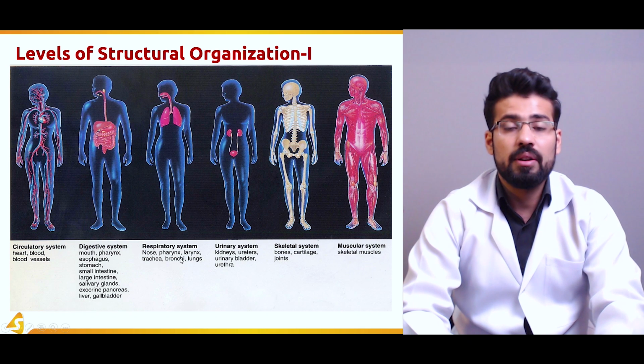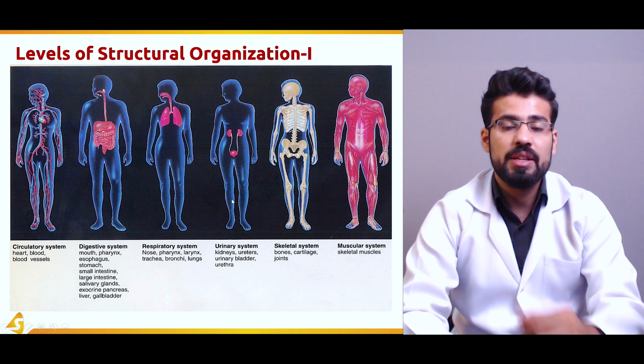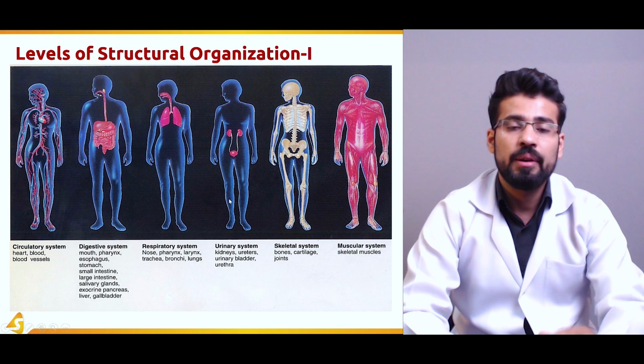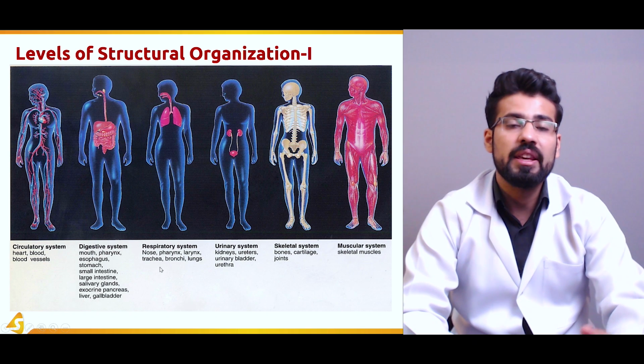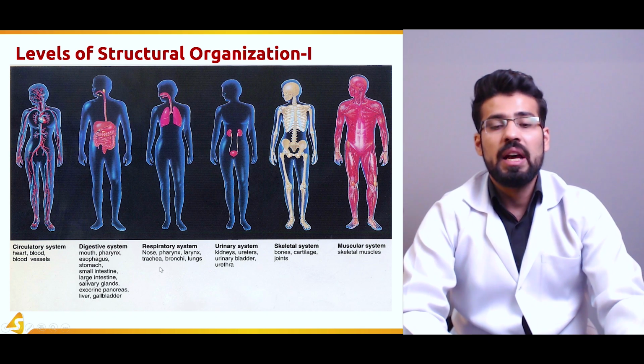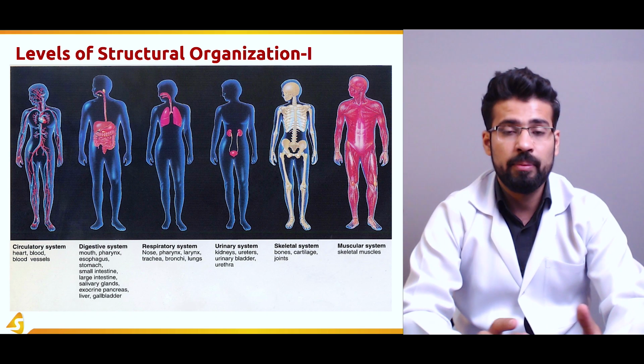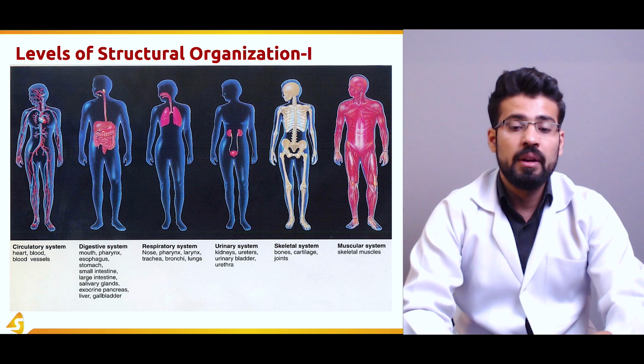Now this also includes the respiratory system. The respiratory system starts off from the nose, moving towards the pharynx, larynx, trachea, bronchi, bronchioles, and alveolar sacs, and this, of course, makes up the whole of the lungs.